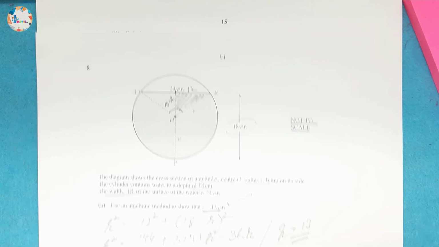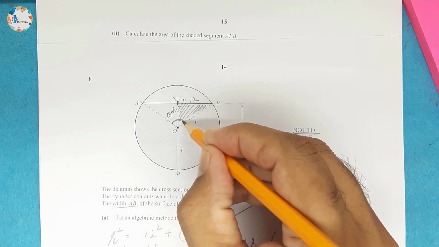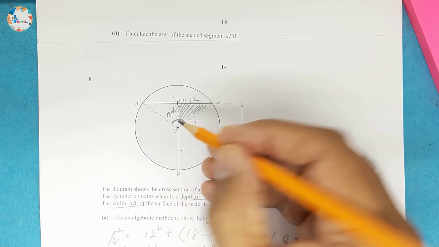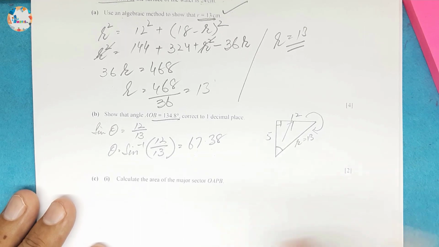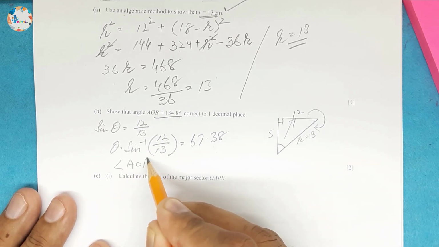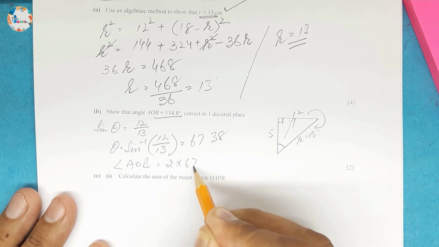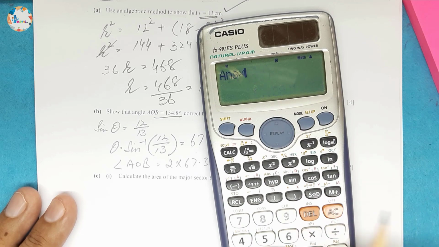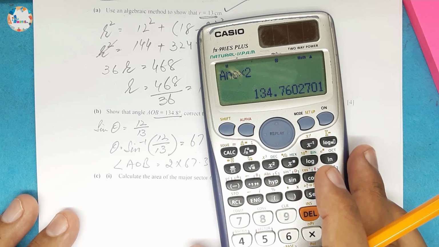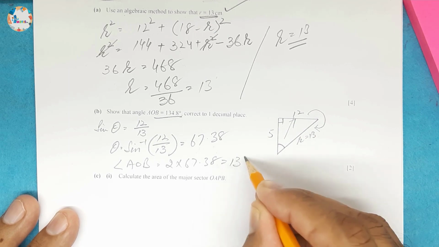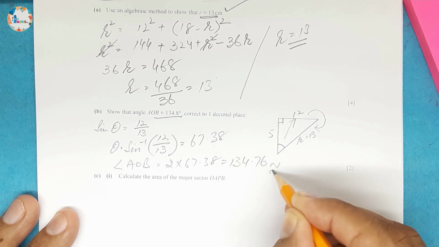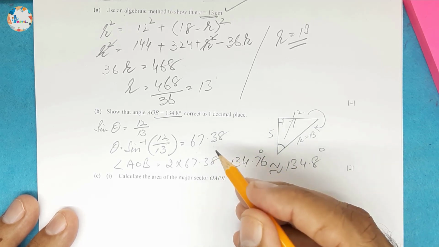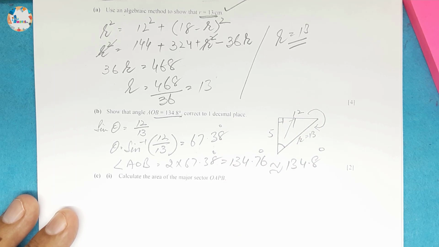Now this is half this angle. Basically the angle we found is this much for this triangle. Now we need this complete one, which will be multiplying by 2, and we will get the angle. So angle AOB is equal to 2 into 67.38, which is 134.76, approximately equal to 134.8 degrees. This will be our answer for this.